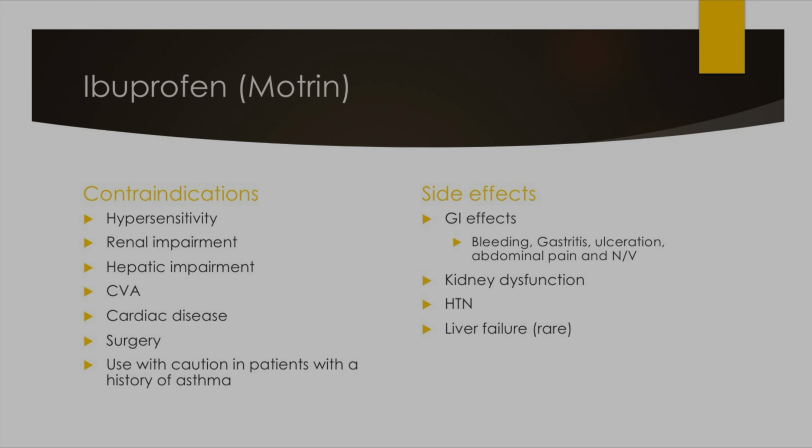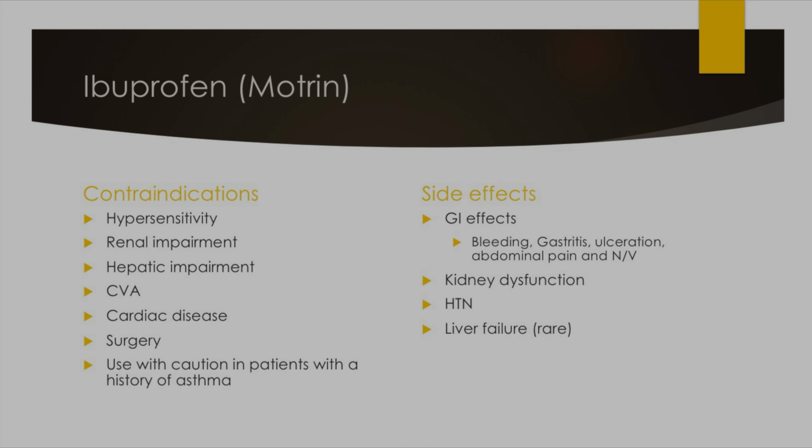It's contraindicated in NSAID hypersensitivity and should generally be avoided in renal impairment because NSAIDs reduce prostaglandin-mediated renal perfusion. We also use caution in hepatic impairment and in patients with a history of CVA or significant cardiac disease due to increased cardiovascular risk. It's typically avoided around the time of surgery because of bleeding risk. Use caution in asthma as well. Some patients have NSAID-sensitive asthma and can develop bronchospasm.